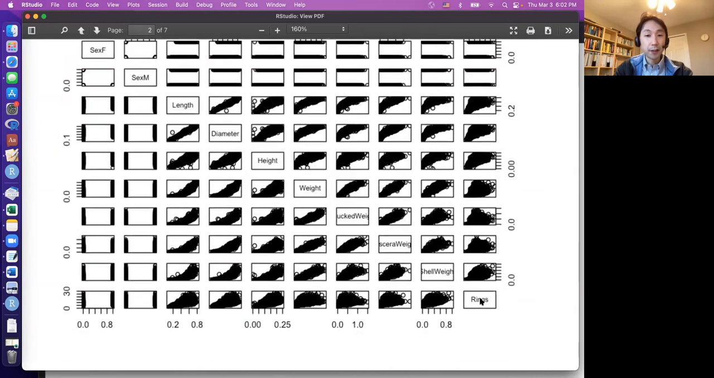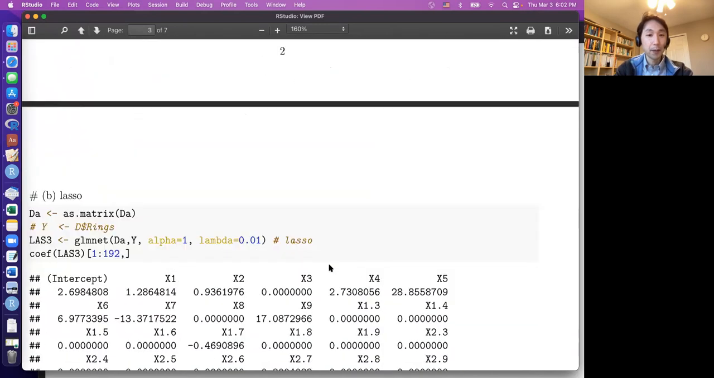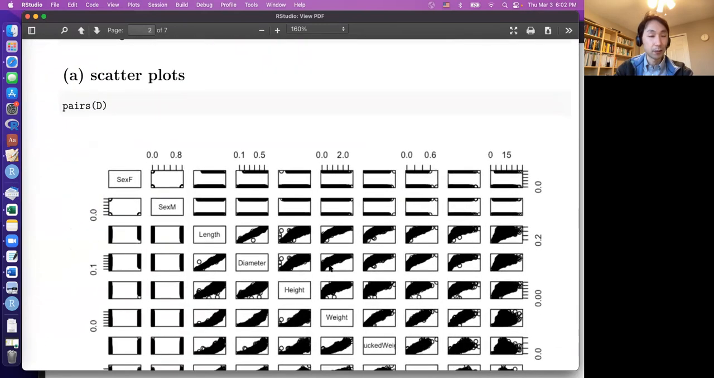And this is the ring. The relationship between ring and other variables is not very clear. Maybe we need a transformation of variables, but for now we ignore it. Okay, so that's how to generate it.